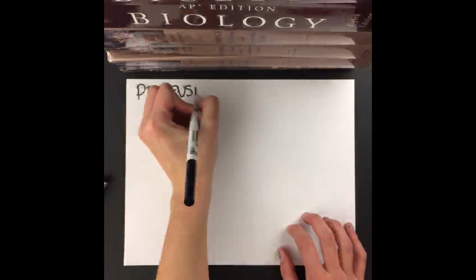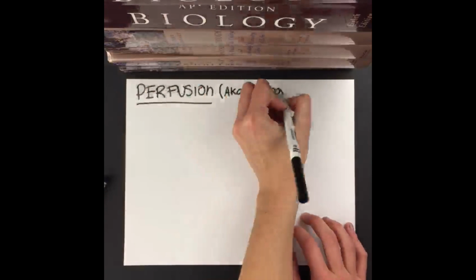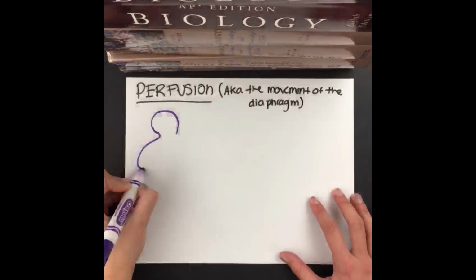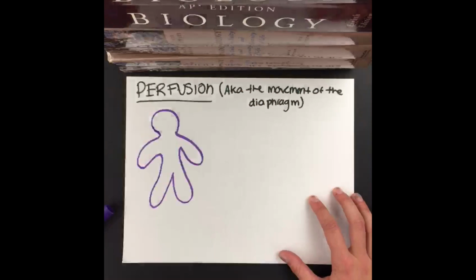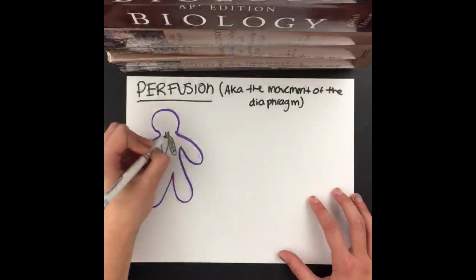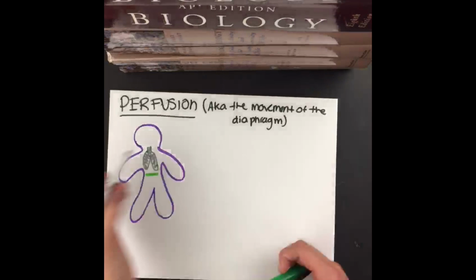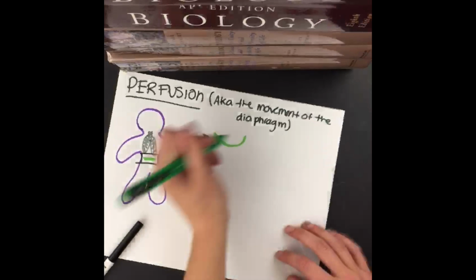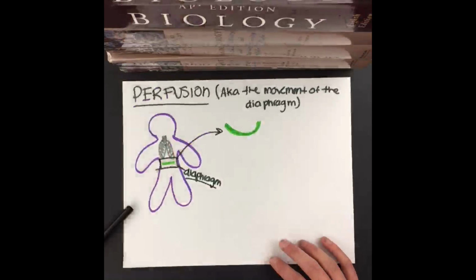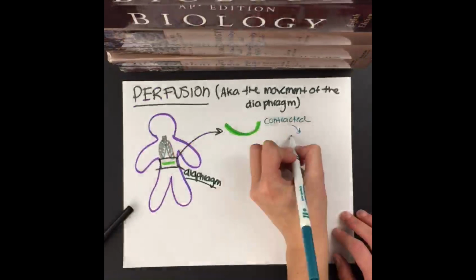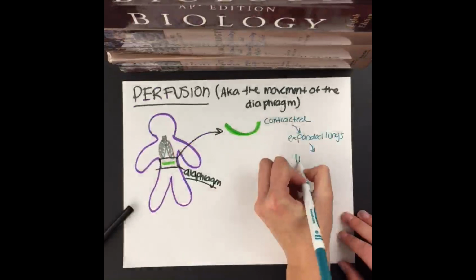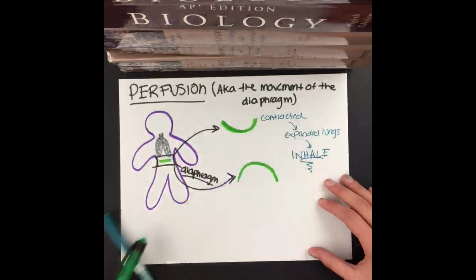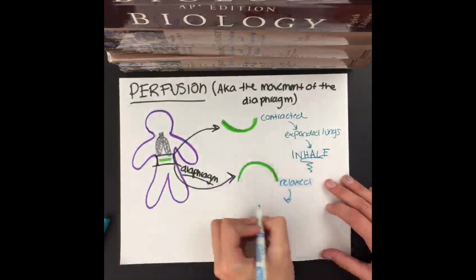Air is inhaled or exhaled through the lungs through a process called perfusion, aka the movement of the diaphragm. The diaphragm is a muscle located directly below the lungs. When the diaphragm contracts, it moves lower down in the body. As the chest enlarges, the pressure inside the lungs decreases, causing air to rush into the lungs during inhalation. When the diaphragm relaxes, it shrinks the chest cavity and air is pushed out.